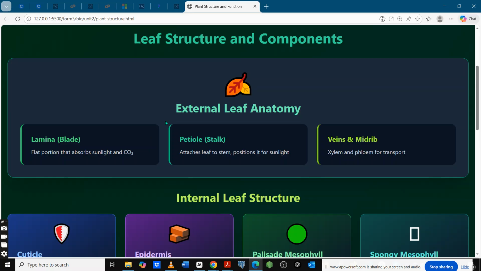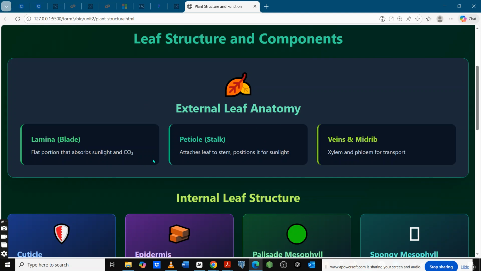We call it a blade. This leaf, on top of this, that's a lamina. It is flat, a flat portion that absorbs sunlight and carbon dioxide. Then we have the leaf stalk or petiole. This part here is the petiole. It attaches the leaf to the stem and positions the leaf to the sunlight. So the petiole holds the leaf to the stem and therefore positions it to the sunlight.